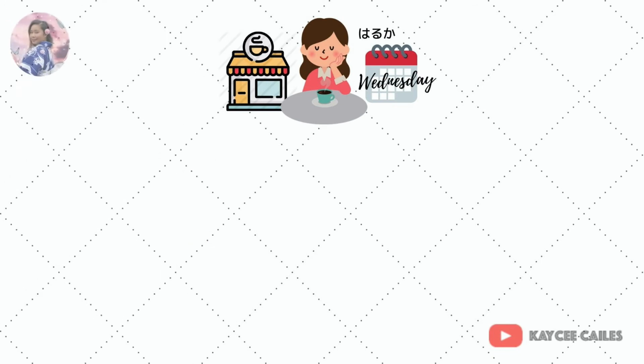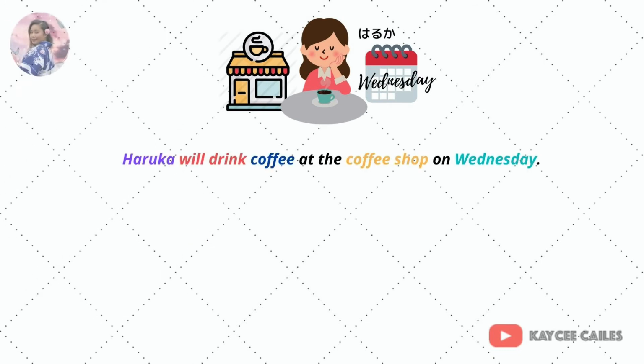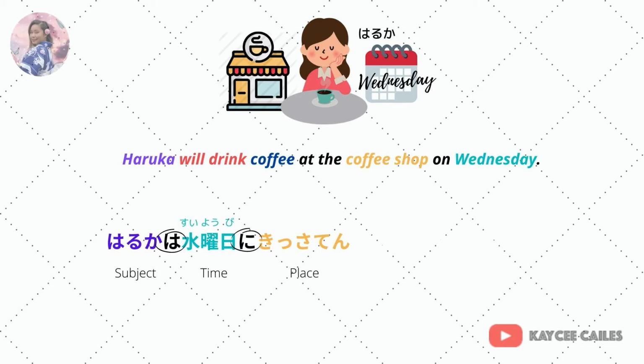For the third example, we have Haruka will drink coffee at the coffee shop on Wednesday. In Japanese, it is Haruka wa suiyobi as the time, meaning Wednesday. Ni, kisaten as our place, meaning coffee shop. Followed by the particle de, kohi o nomimasu. Haruka wa suiyobi ni kisaten de kohi o nomimasu. Haruka will drink coffee at the coffee shop on Wednesday.